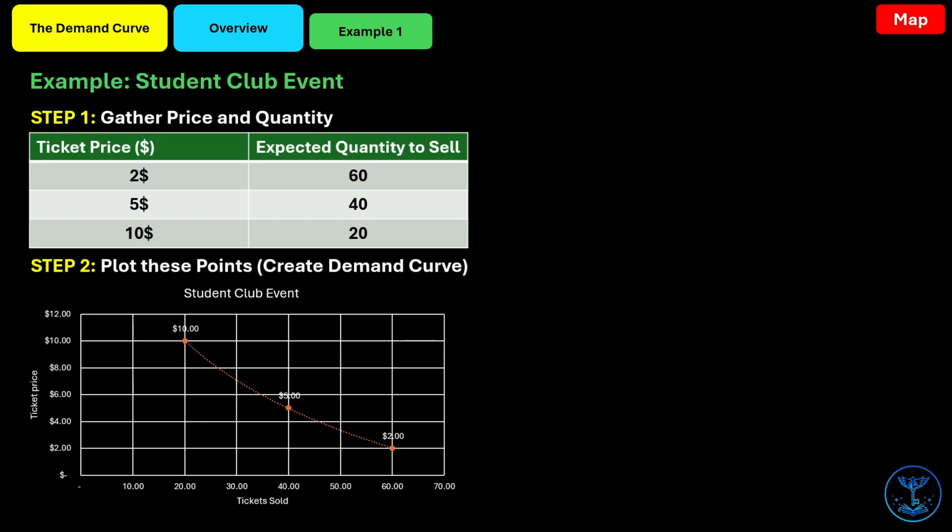So what we can do with this is go to step 2, which is to plot these points, which creates our demand curve. You can see here on the bottom, we have our tickets sold, which would be our quantity. And then on the left is our ticket price in dollars. And then in orange are our points where ticket price and quantity meet.